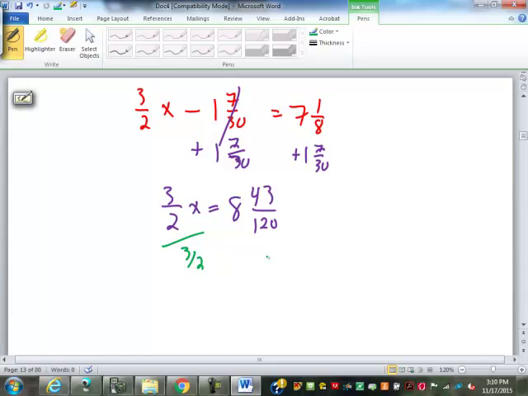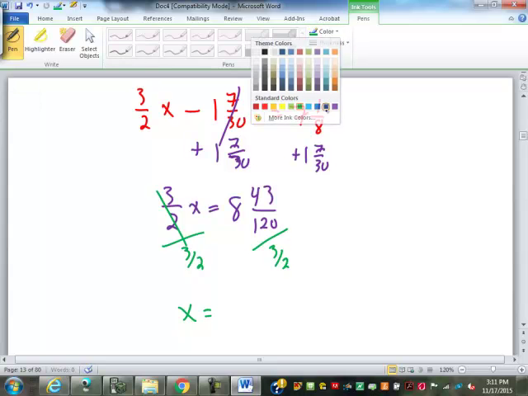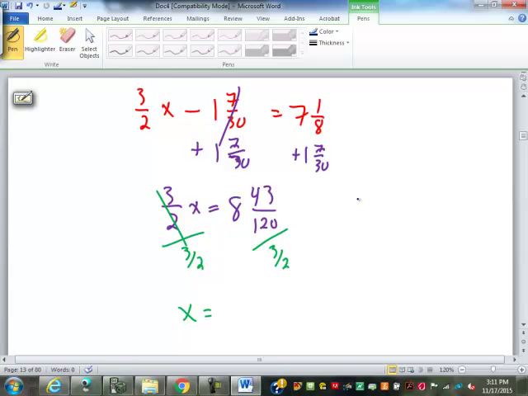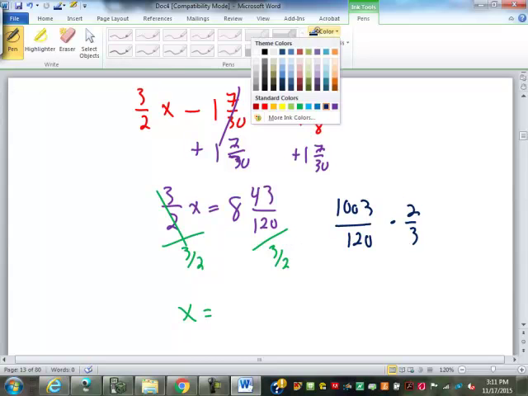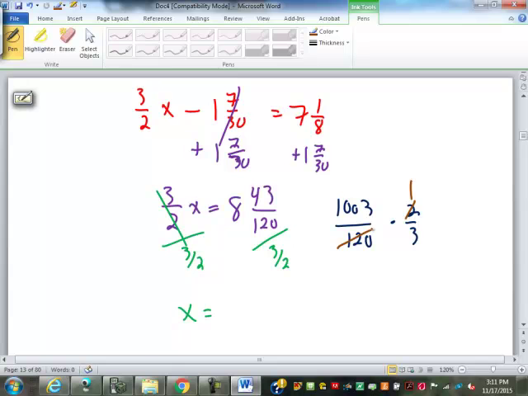So now we got to divide by 3 halves. X equals, well, 8 and 43/120 is 1,003/120. Divided by 3 halves, going to be times 2/3. 2 and the 120 combine out to make 1 and 60. So you have 1,003 over 180, which is 5 and 103/180.